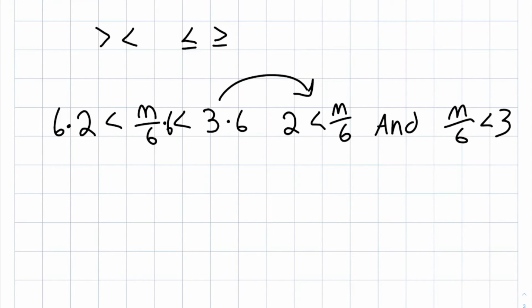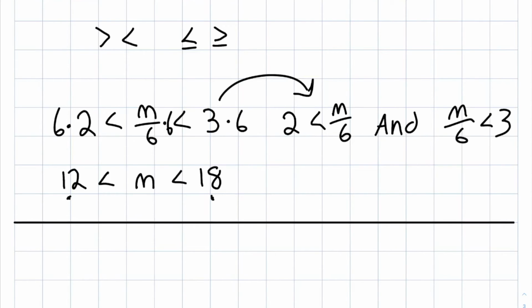So we end up with 12 is less than m is less than 18, which is true, or it can be true. 12 is definitely less than 18. This needs to go in order, most negative to most positive, or smallest to largest. So if we put this on our number line, what this means, more or less, is m is between 12 and 18. So I'm going to put 12 here, and I'm going to put 18 here.